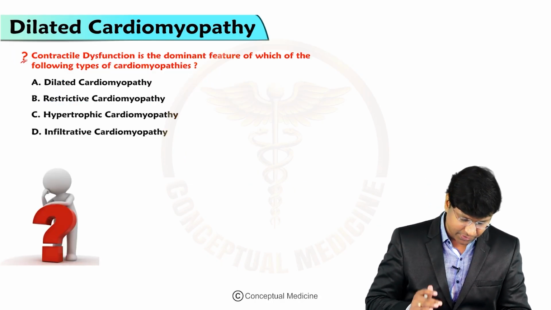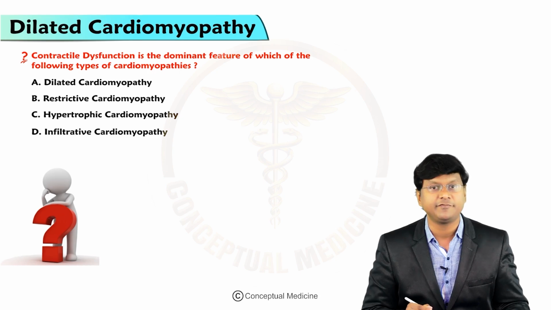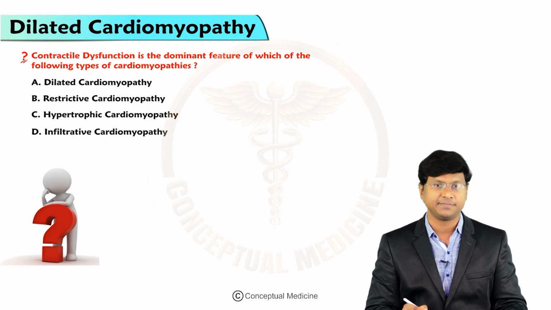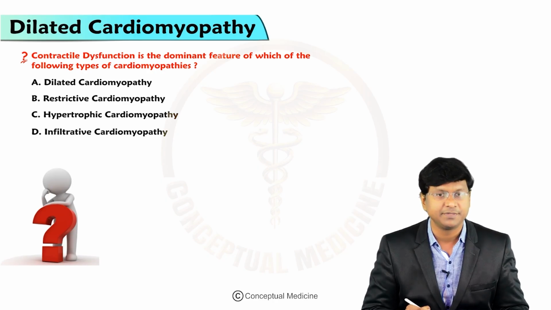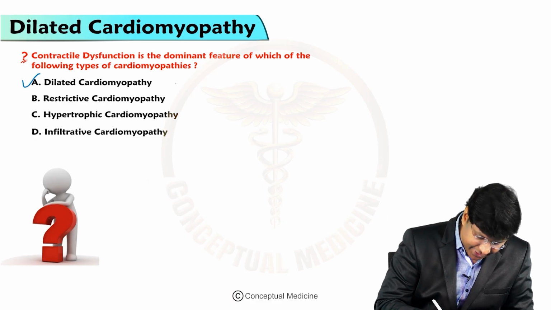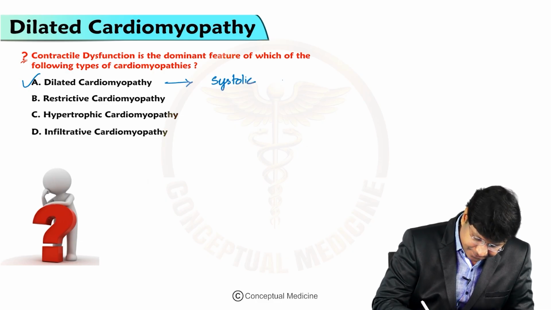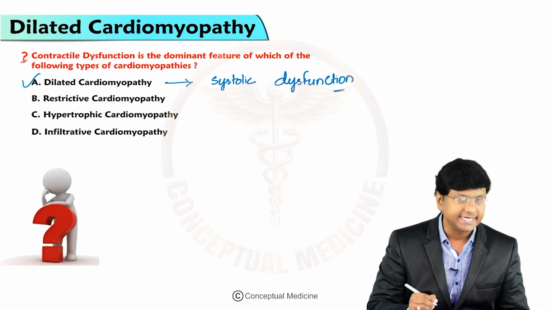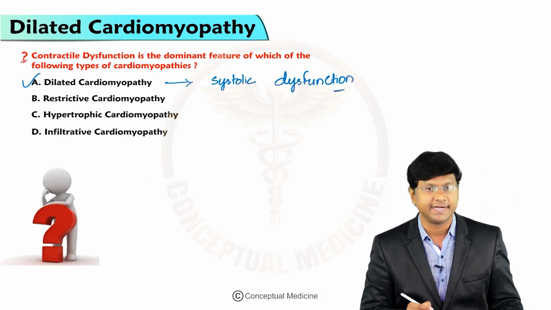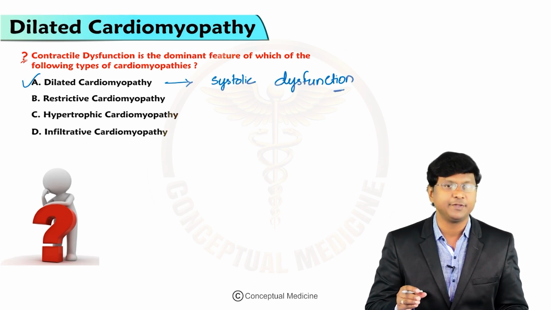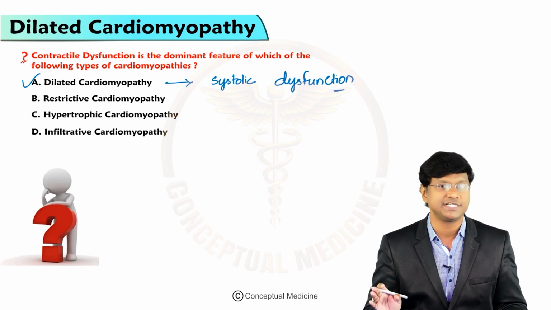So, you see this question now. Contractile dysfunction is the dominant feature of which of the following types of cardiomyopathy? Dilated cardiomyopathy, restrictive cardiomyopathy, hypertrophic cardiomyopathy, infiltrative cardiomyopathy. It is in dilated cardiomyopathy where the individual will develop systolic dysfunction. That is what you will observe in patients with dilated cardiomyopathy, and they will have heart failure with reduced ejection fraction.